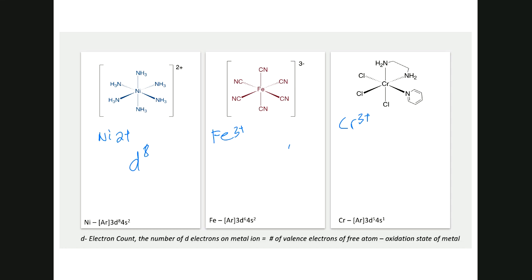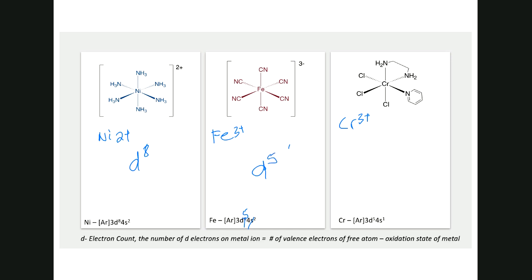We can do the same thing with this iron complex here. So here's iron 3 plus, and the neutral iron is Ar 3d6 4s2. We've lost 3 electrons, so the first 2 are going to come from the 4s, and then we're going to take 1 from the d, leaving 5 electrons left, so therefore this is going to be d5.